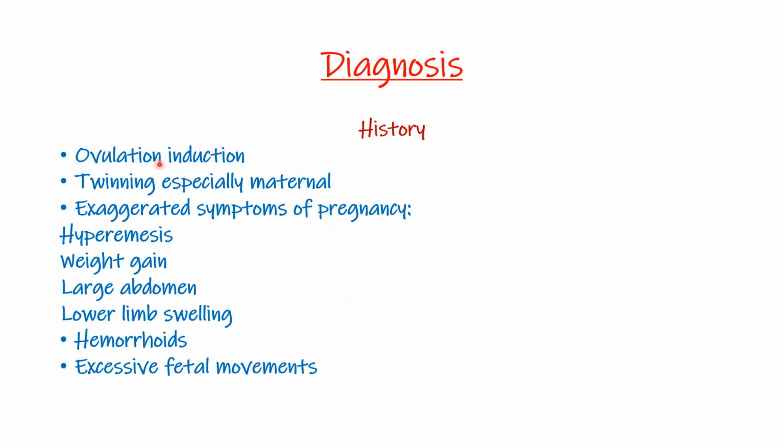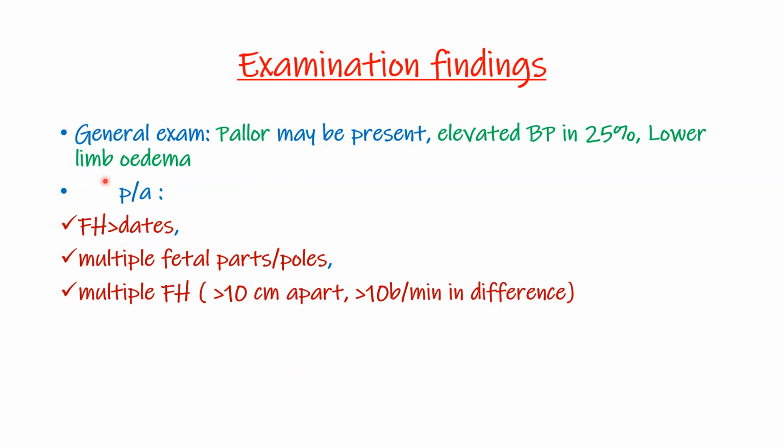So in terms of diagnosis, obviously in history, you have to ask, did this person go for ovulation induction? Do they have twinning, especially on the maternal side? Do they have symptoms of exaggerated pregnancy, such as hyperemesis, weight gain, large abdomen, limb swelling? Do they have a history of hemorrhoids? Because a predisposing factor for hemorrhoids is pregnancy, and obviously because this is pregnancy and it is multiple, the risk kind of doubles. And excessive fetal movements.